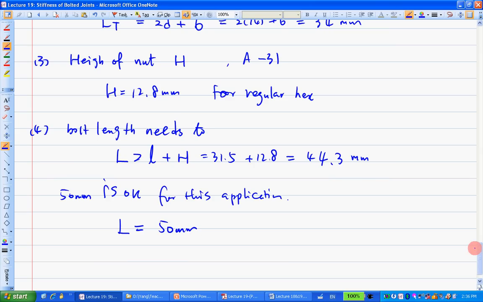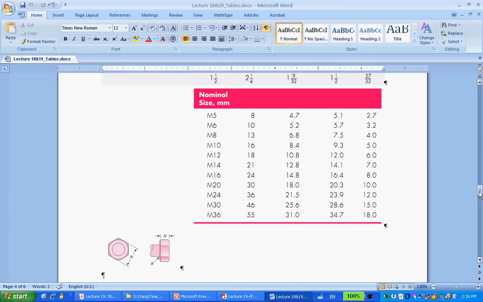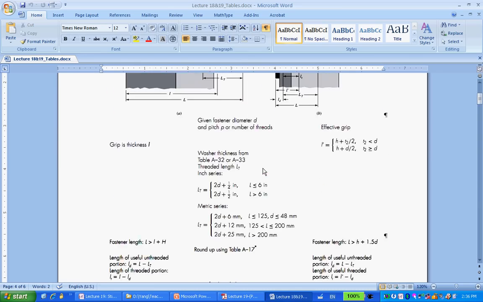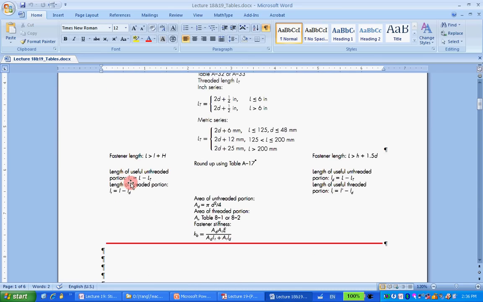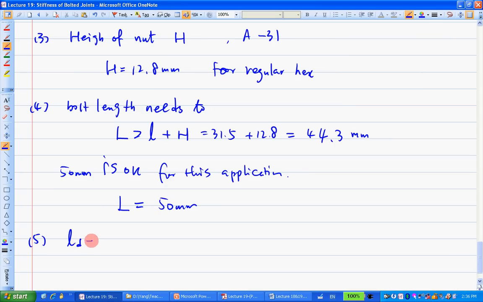If L is 50, then number 5, you look at Table 8-7. L_D equals capital L minus L_T. So L_D equals capital L minus L_T, and L_D is the length of the unthreaded portion, right? The unthreaded portion.